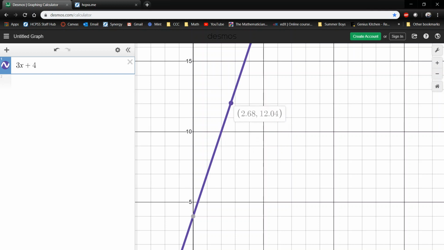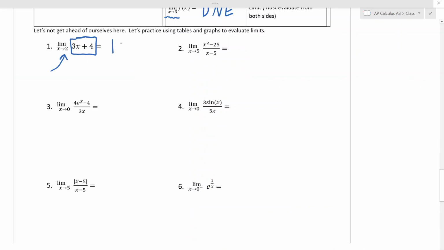That doesn't have to happen, though. It just has to approach something, and from both sides, it's headed towards 10. So the answer to this question is 10, and we could have gotten that just by plugging in 2, right? 3 times 2 plus 4 is 10. And again, that's the consequence of that being a line, which is pretty simple. If you plug in 2, you get 10, so it must approach 10.